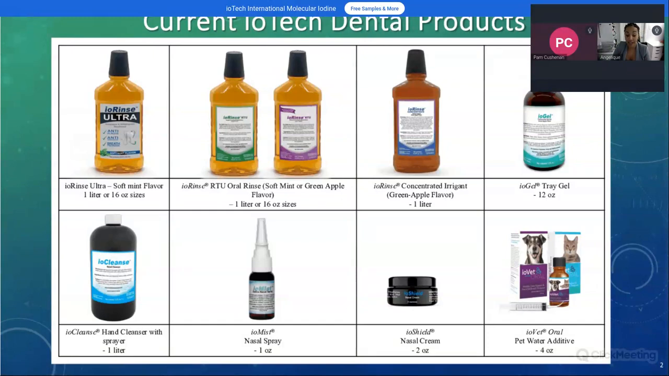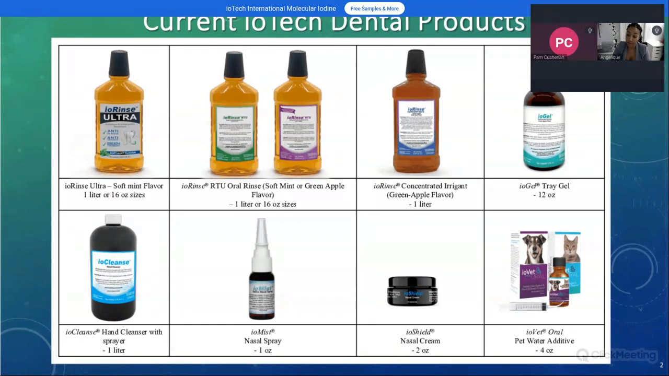Next, we have our ioMist, which is one of 2 nasal products that we do have. ioMist is a saline nasal spray. It also contains some molecular iodine. This is a 1-ounce bottle, and it comes in a spray, like a nasal mister bottle. So this is not something that you would use with multiple patients. This is something for individual use. For that reason, in office, we recommend our ioShield nasal cream. So the ioShield is a much more cost-effective way to protect patients during procedures and to protect the office as well.